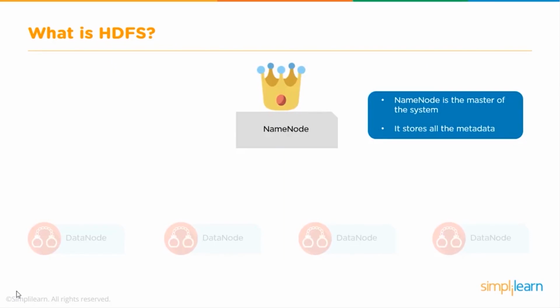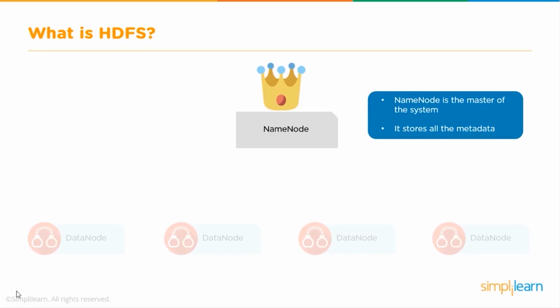So name node is the master of the system, or I would say master of your cluster, master of your storage layer, that is HDFS, and it basically stores all the metadata. So that already explains that name node is really critical because it stores the metadata. It is the master, which basically also means that if your name node crashes, or the machine where the name node process is running crashes, then you would have no access to your cluster.